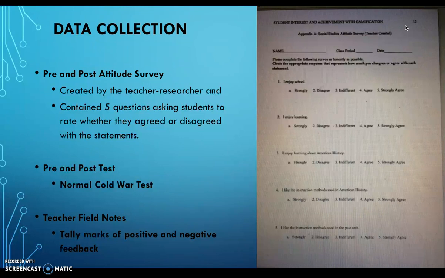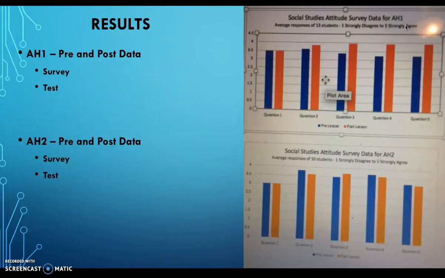And so, as I said, we took that and the pre and post test and then compared those at the end. And the teacher field notes were the tally marks of the positive and negative feedback through the lesson. So here were the results. In AH1, the pre and post survey results indicated a significant increase in all of the levels across the board.